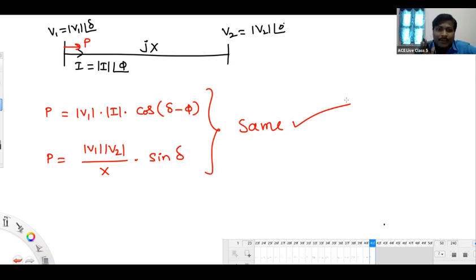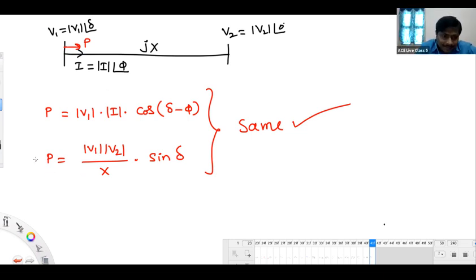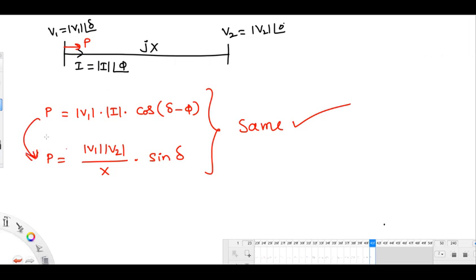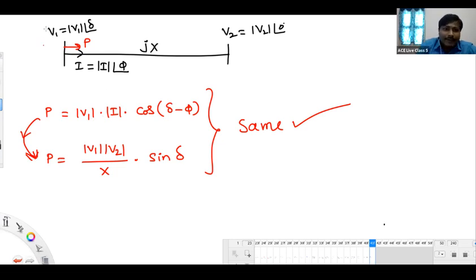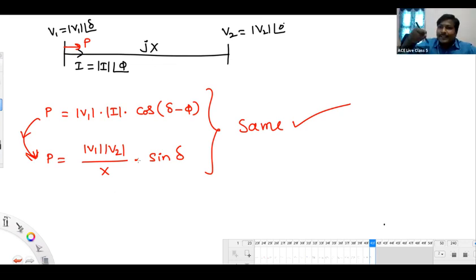For example, I know these voltages and you know this impedance. I can calculate V1 V2 by X into sine delta, and you get some number. Actually, this second equation was derived from the first one only. What is the current I? We calculate V1 minus V2 by jX, take the magnitude of that current, substitute here and simplify, and finally you get this equation. Both are equivalent to each other.